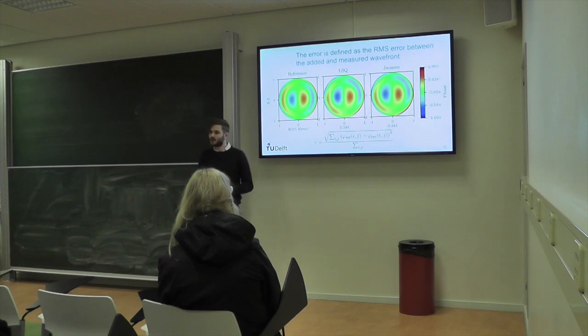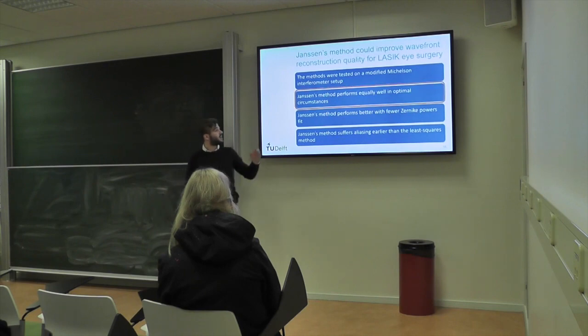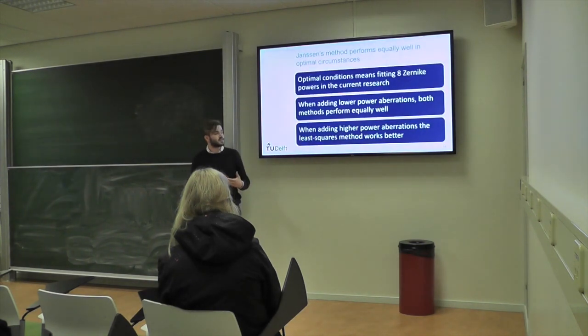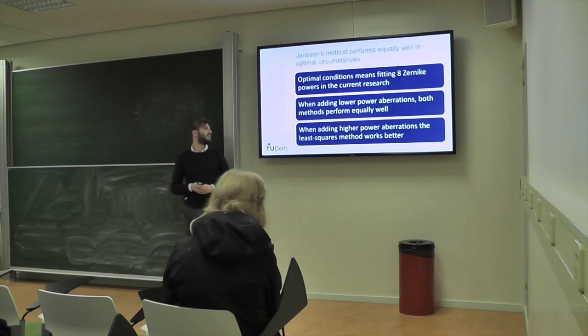Now that I've shown you how I've done my work and that I've done my work rigorously, I want to show you that Janssen's method performs equally well in optimal circumstances. First of all, it has to be said that optimal circumstances means that we're fitting 8 powers of Zernike polynomials to our data. This optimality is taken from a rule of thumb based on literature.